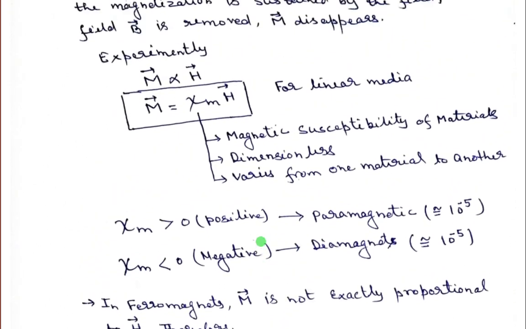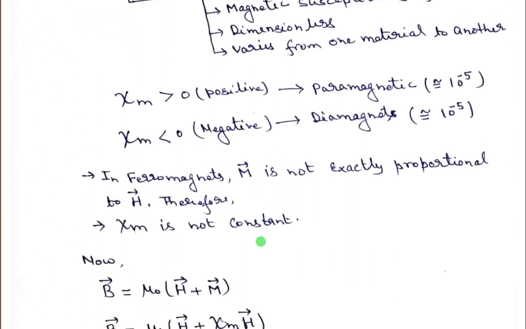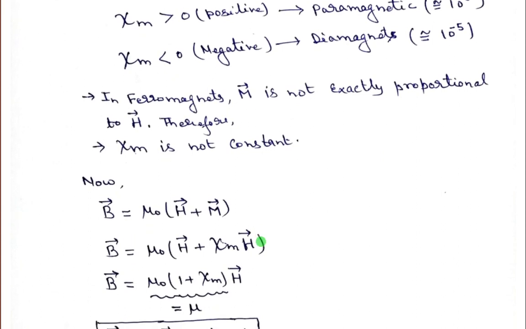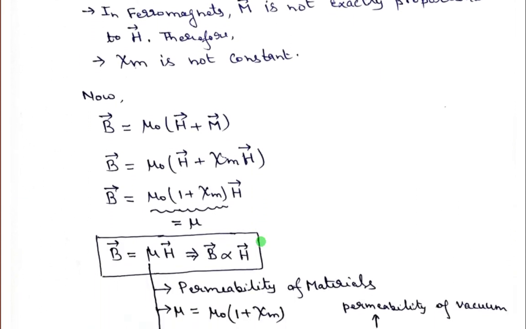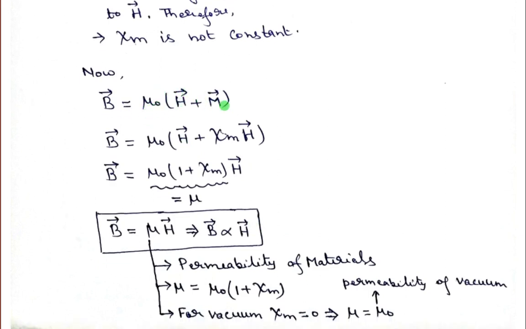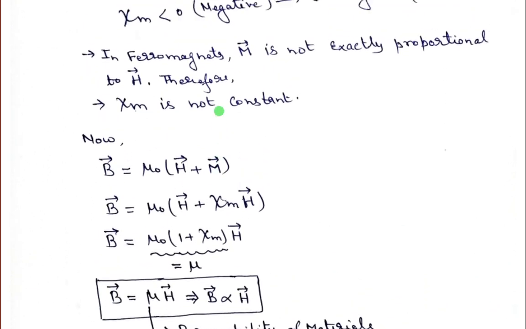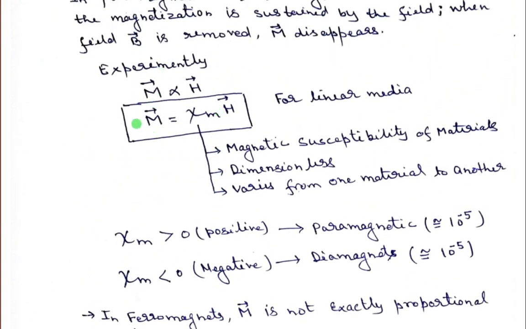Now, in my previous lecture, I developed a relation between the magnetic field vector B, the field vector H, and the magnetization vector M. We know that the magnetic field vector B can be written as mu 0 in bracket H vector plus M vector. We also know experimentally that the magnetization vector M can be written as chi m into H vector.